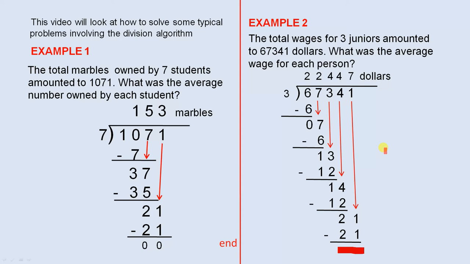So the average wage for each person was $22,447. So they're just 2 simple problems showing how to use the division algorithm in problem solving.